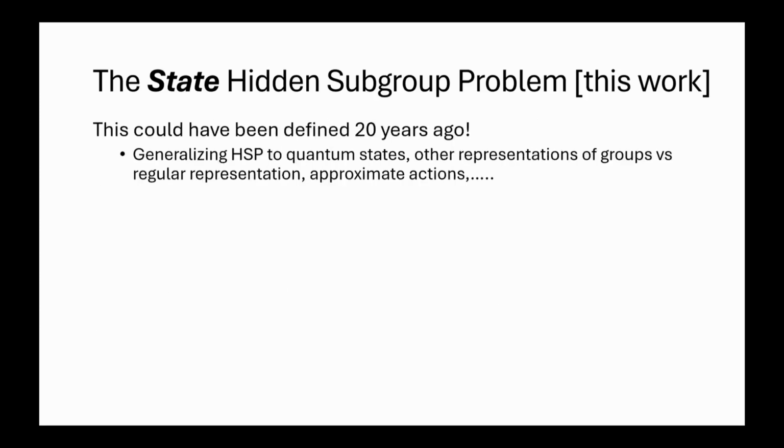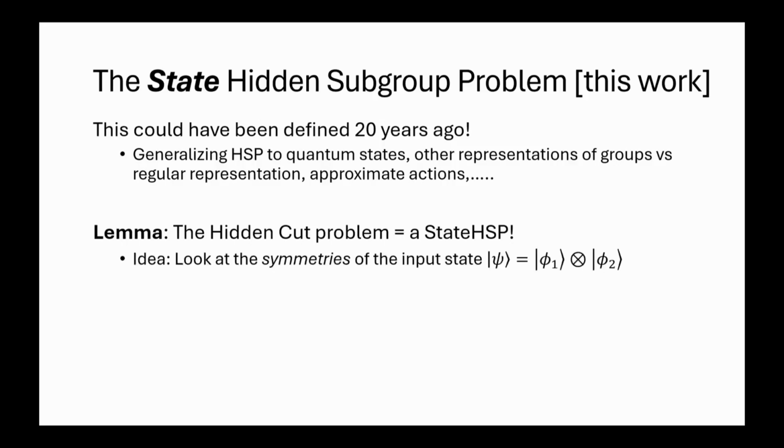Now, this generalization of the hidden subgroup problem, I think, could have been defined 20 years ago. It's a very natural generalization of what's happening with coset states to arbitrary representations of a group instead of the regular representation of the group, which is what the standard HSP is formulated in. But the key lemma that makes our whole paper work is that we show that actually this hidden cut problem is a version of the state hidden subgroup problem.